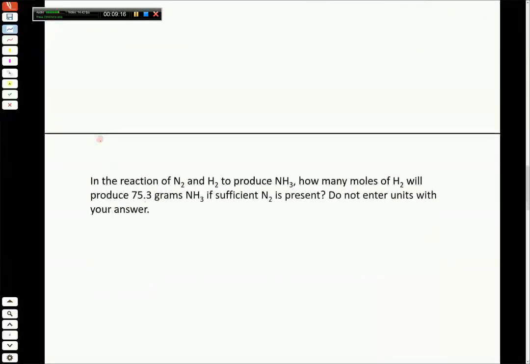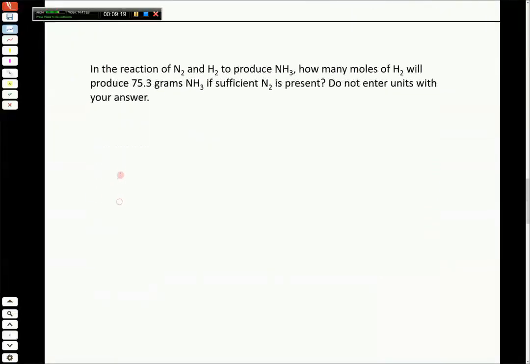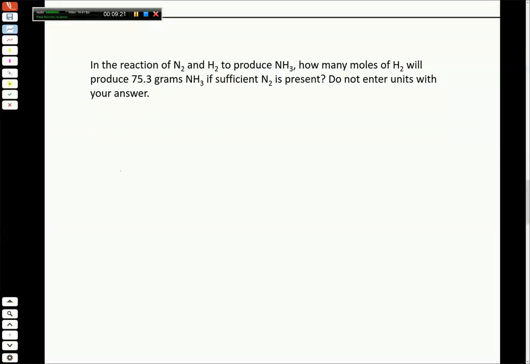Now this next question is very similar, same chemical reaction, N2 and H2 to produce NH3, but now we're looking for how many moles of H2 will produce 75.3 grams of NH3 if sufficient N2 is present. So that tells us that N2 is in excess, which isn't really important for this question, I should say. So it's another numerical question, and this time it's just a little bit different because we're given grams of product and trying to find moles of one of the reactants. So there's going to be one more step, as we'll see.